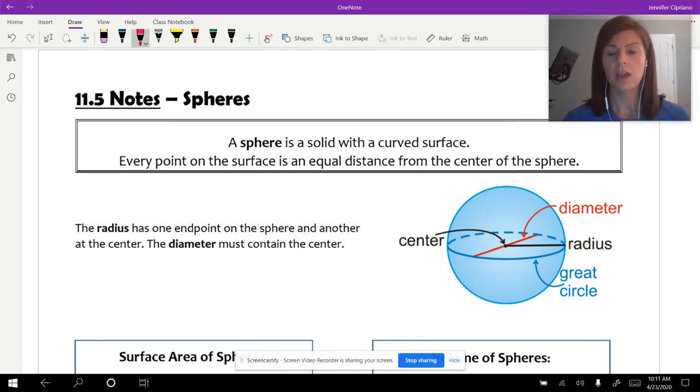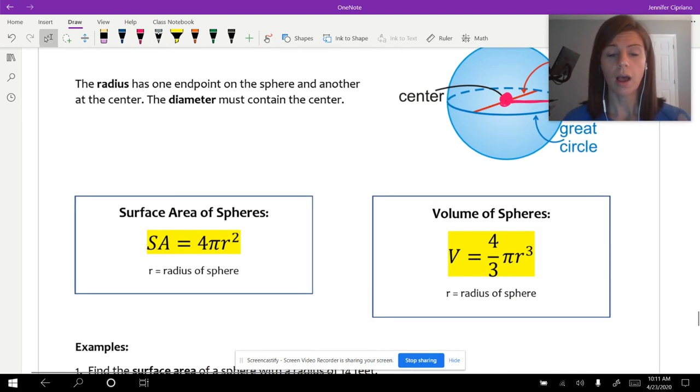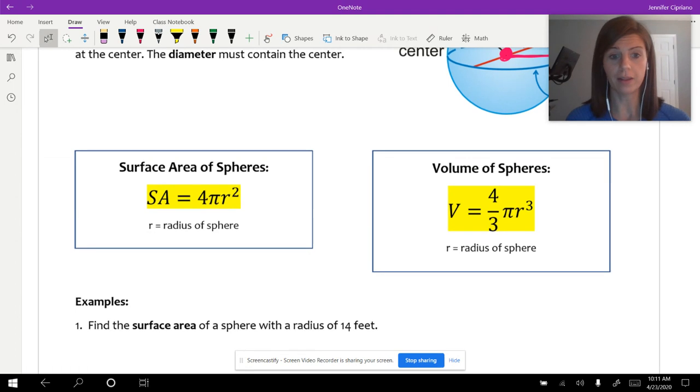So if you look at this picture, this point here is the center of the sphere. And from the center of the sphere to the outside of the sphere is the radius. And the radius is going to be what we need for our surface area and volume formulas. So looking at the surface area formula, very simple formula, 4 times pi r squared.